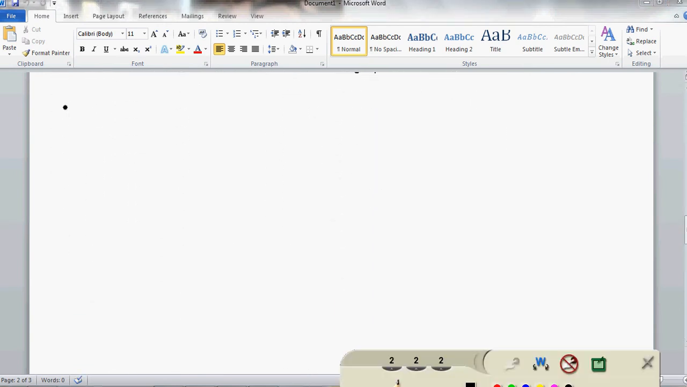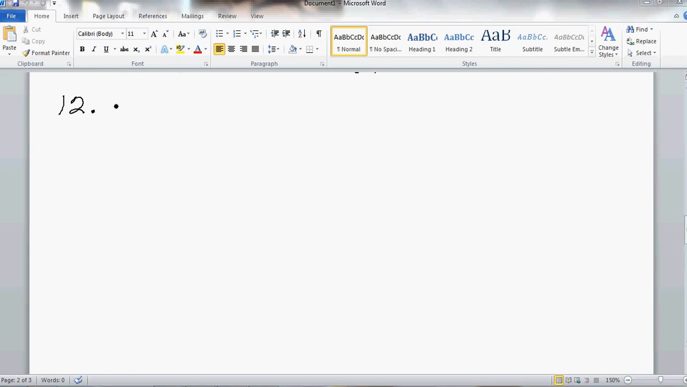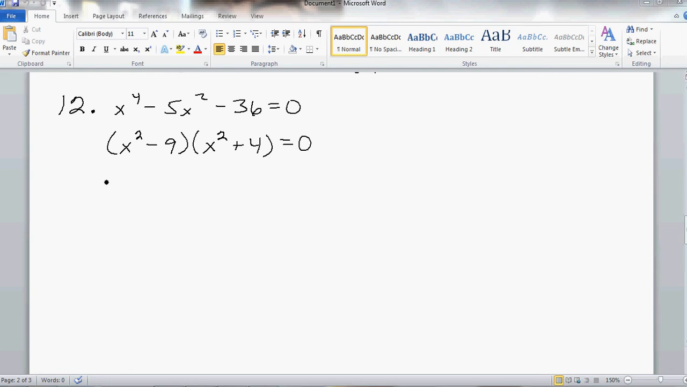Number 12. X to the 4th minus 5x squared minus 36 equals 0. Now I see this as a quadratic form. It looks a little bit strange, but realize I can factor this relatively easily. This is x squared minus 9 times x squared plus 4. And all I have to do is set each one of those equal to 0. X squared minus 9 equals 0, and x squared plus 4 equals 0.